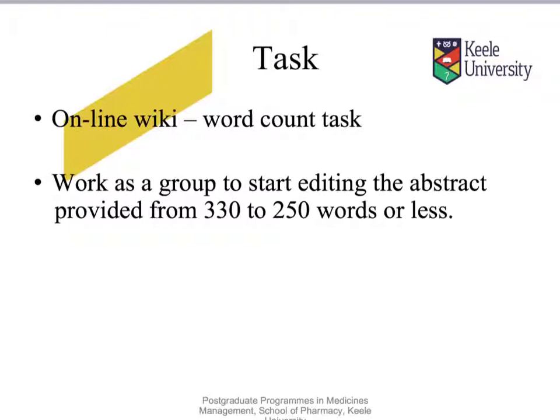If you make an edit, make a note of the number of words you cut and add, then alter the word count within the wiki, or alternatively, once you've completed your editing, you can copy and paste the abstract into Word, and Word will do all the maths for you.